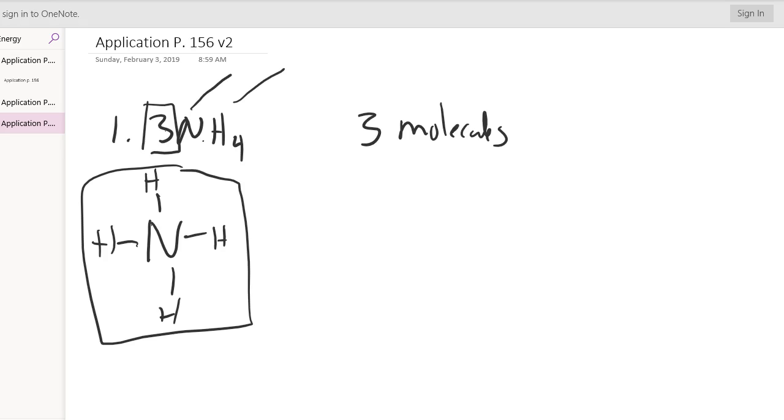Whenever there's no subscript, for instance if there's just 1, they don't actually write the 1 on it. They just understand that if there's no subscript, there's a 1, so it would be 3 times 1, which is 3 nitrogen. And then we do 3 times 4 for 12 hydrogen. Very simple. It's a very simple process.